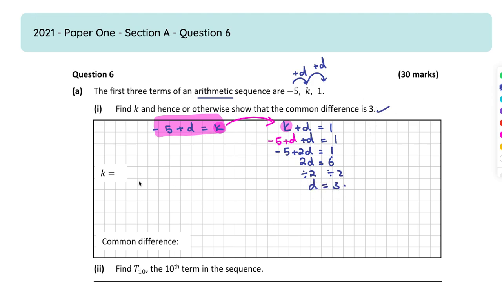Now I know what k is, because k is going to be minus 5 plus 3, because it's the common difference being added on, and I'm going to get minus 2. So there we have it.